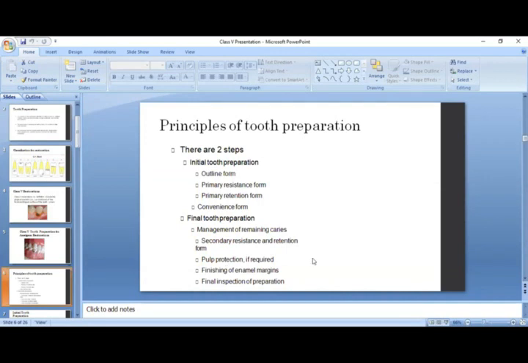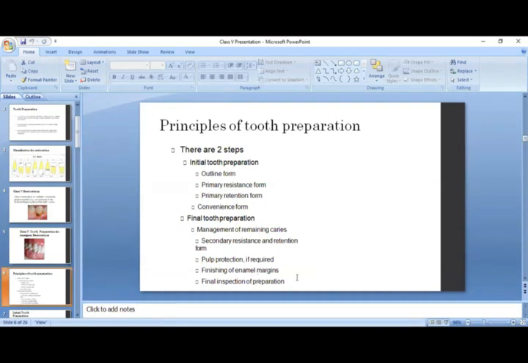That is basically the finishing of the enamel margins. Enamel finishing means that after the cavity preparation, there must be finishing. That is something really important. It helps the filling material to be placed into that specific area, and it also increases longevity. Longevity means the duration for which the restoration can last.